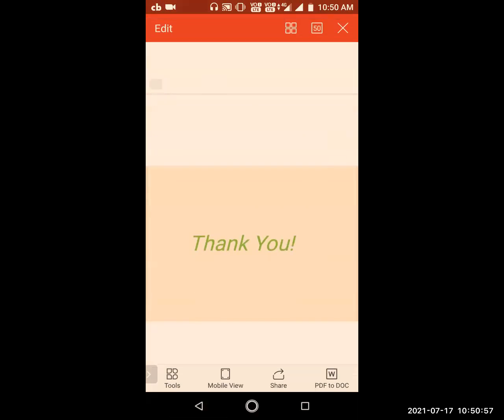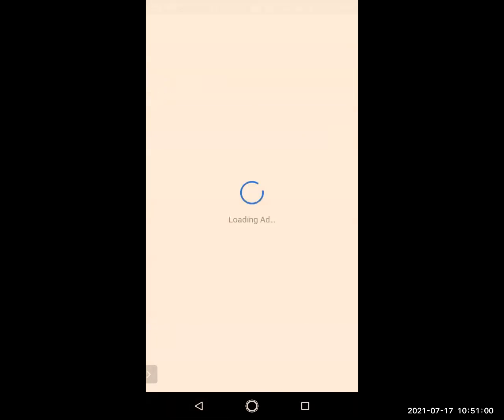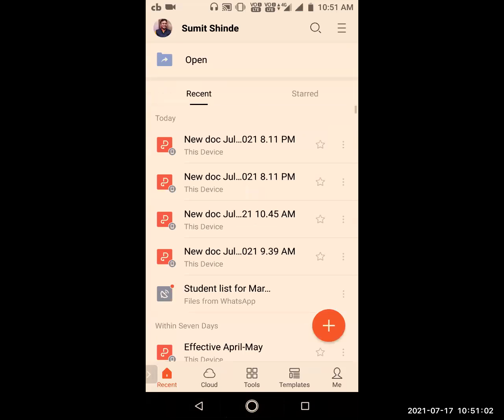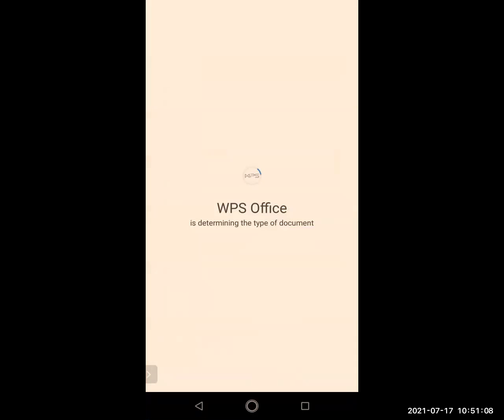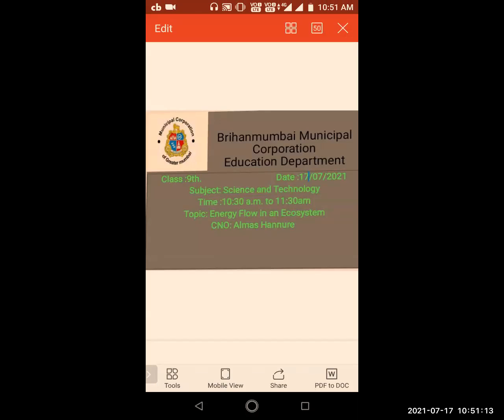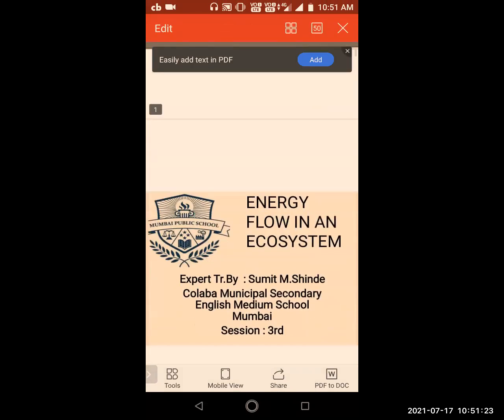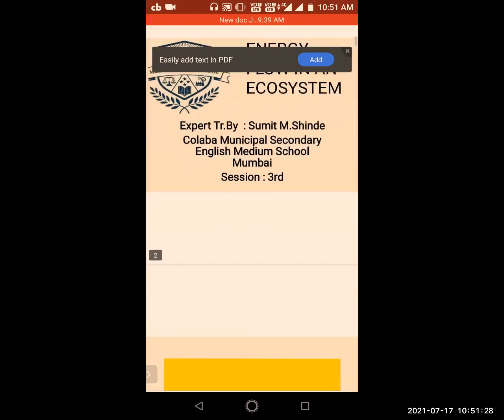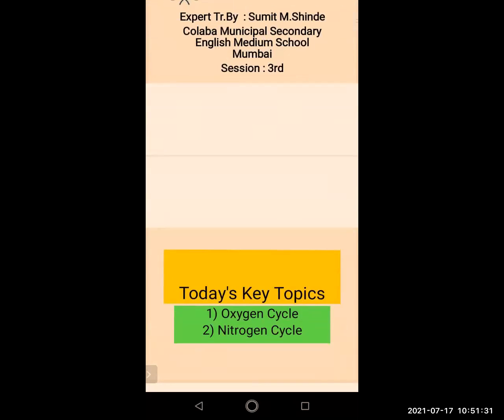Now today we are moving towards our 3rd session. Our 3rd session is by today's date: energy flow in an ecosystem. Our last session of this chapter. Just look and keenly try to understand. It will be very helpful for your further classes.